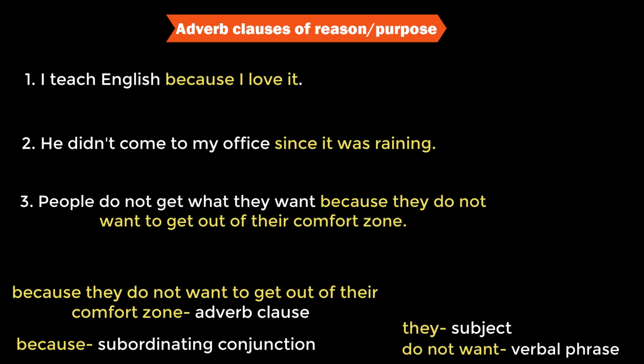Because they really do not want to get out of their comfort zone. So this is giving us the reason. This is modifying the verb do not get. They do not get what they want. Why? Because they do not want to get out of their comfort zone. It's a reality, man. If you do not get out of your comfort zone, you will not achieve things.